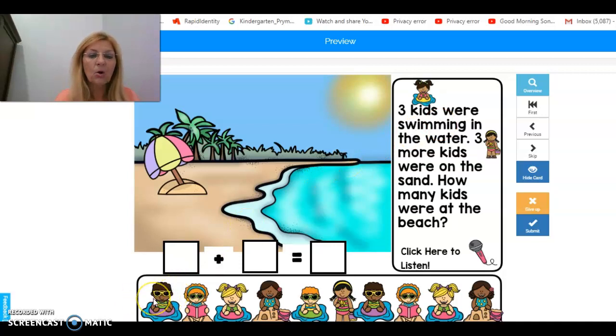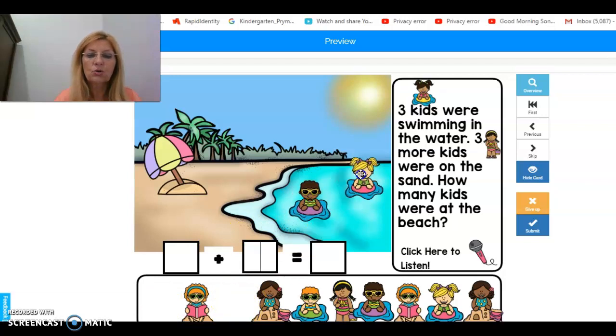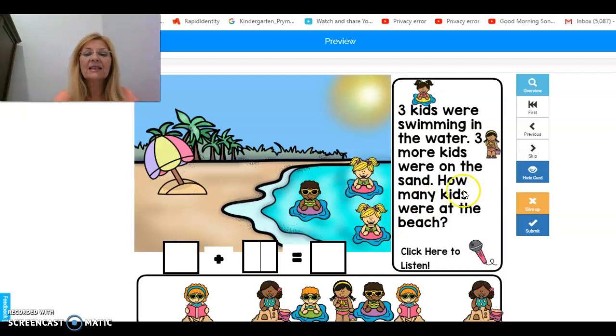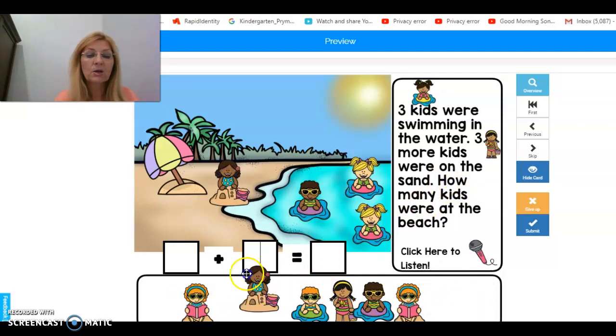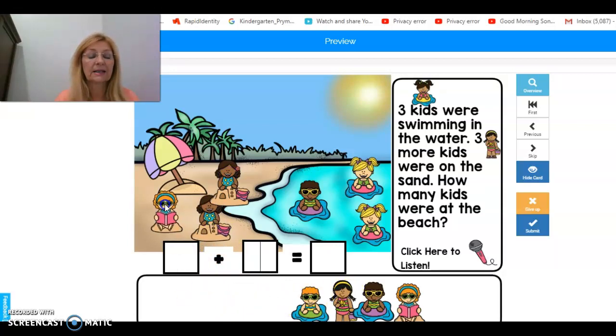We can put 1, 2, 3 kids swimming in the water. And then it says there were 3 more kids on the sand. So let's put 1, 2, 3 kids on the sand. And then it has a question. How many kids were at the beach? That means how many in all?